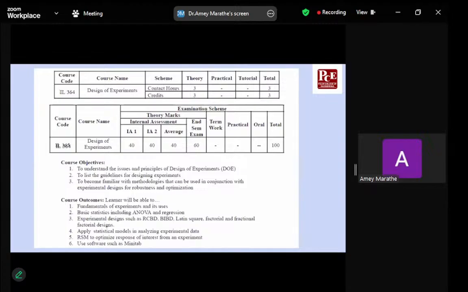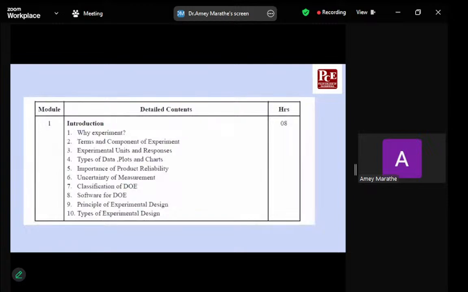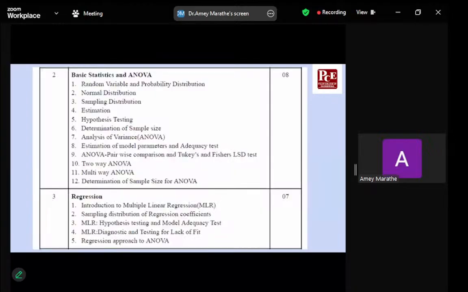So typically, we will start with a very simple introduction. Why do we do experiments? What are the components of an experiment? We will go into some classification of DOEs and different software which we can use. We cannot do it by hand. And then, what are the different types of experimental design? That is what you will study in module 1.